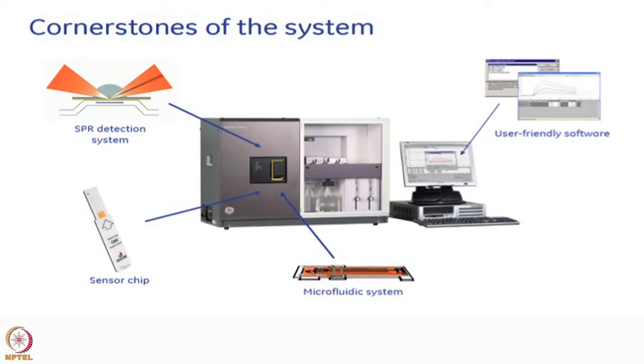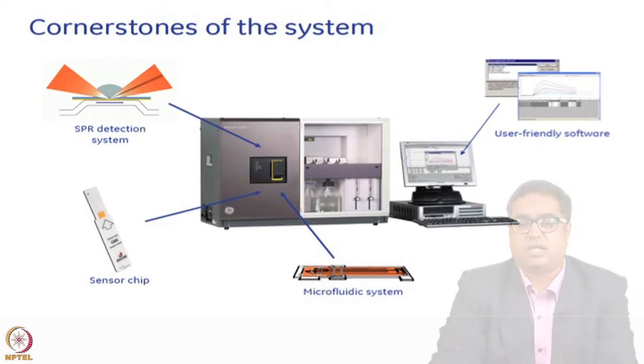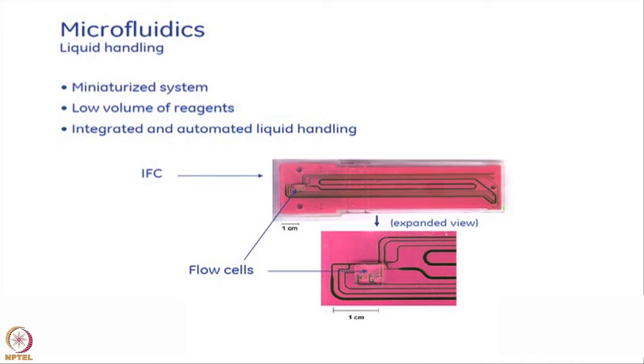The cornerstones of any SPR system or Biacore system are a detection system, a chip system, a microfluidic system, and the software which integrates all of these and generates data. In our next couple of sessions, we will understand details about sensor chips and the different sensor chips available. The SPR detection system depends upon the refractive index and also depends upon the surface concentration and temperature. The interactions happen in a miniature system called microfluidics, which is the liquid handling part of the system, which contains very low volumes of reagents. They are integrated and automated liquid handling systems where the flow cells are situated and the actual interaction happens and is recorded by the system.